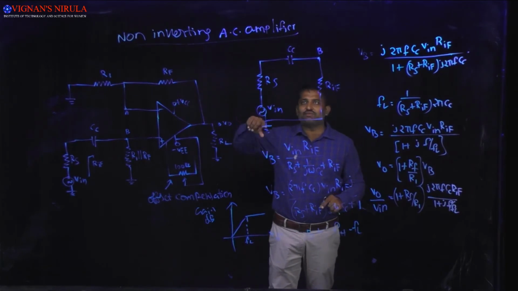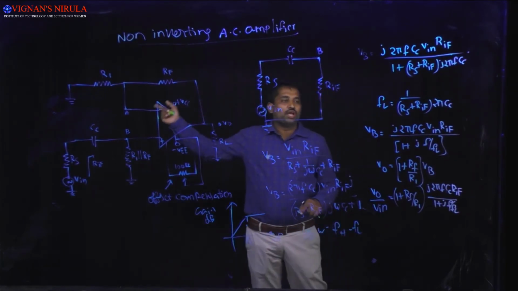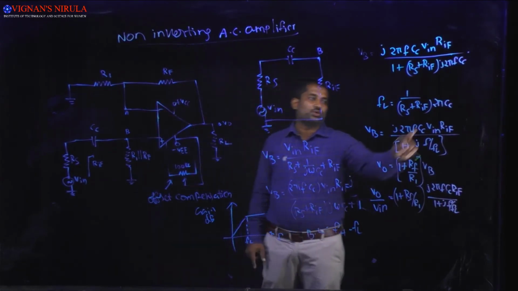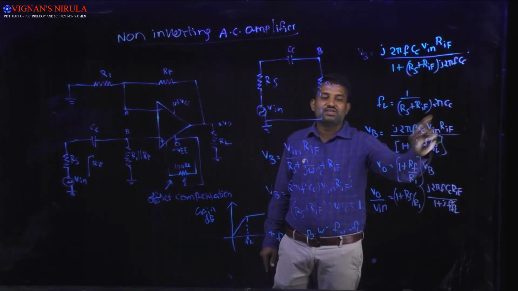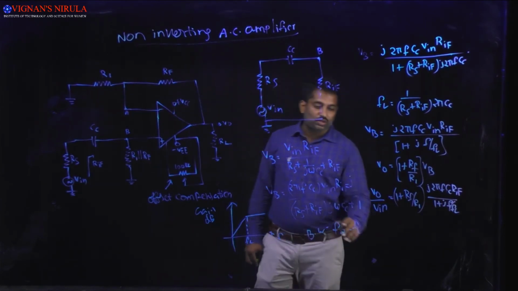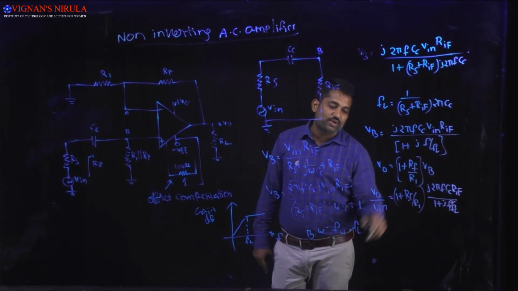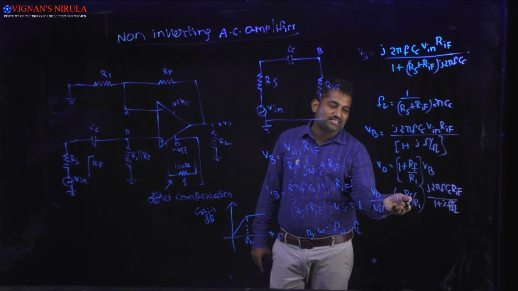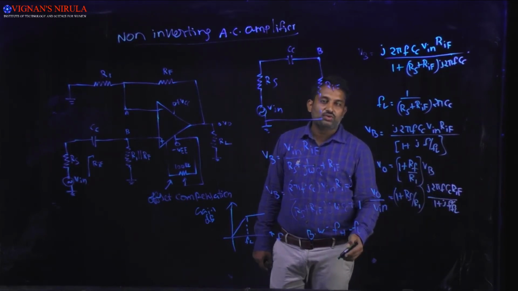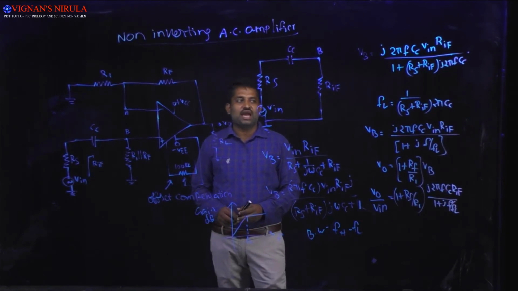Not only for the non-inverting AC amplifier, for the inverting AC amplifier also the lower cutoff frequency is controlled by the capacitance Cc value. So the gain AF will be equal to 1 plus Rf by R1. So V0 by Vin is equal to AF into this value. So this is representing the non-inverting AC amplifier.